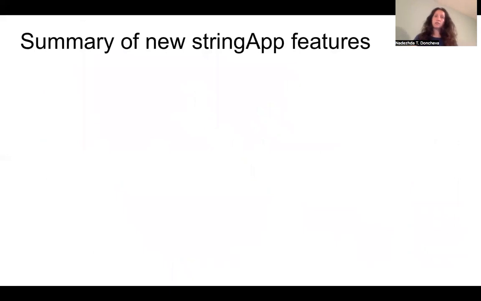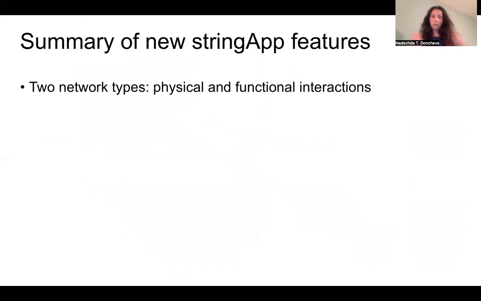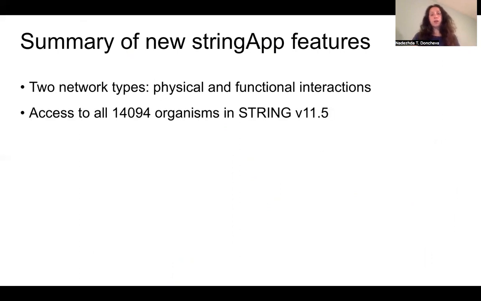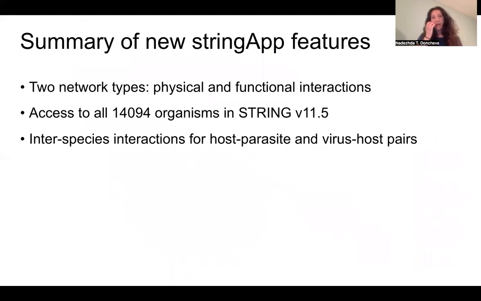To summarize some of the new and exciting stringApp features, we can actually choose between two different types of networks. We can not only have a functional interaction network, but we can also have a physical interaction network. We can access all the 14,000 organisms in the current string version. And we also provide interspecies interaction between, for example, host and parasite pairs or virus host pairs.